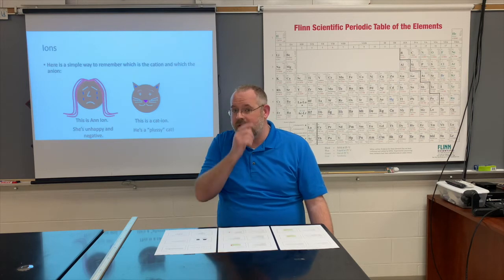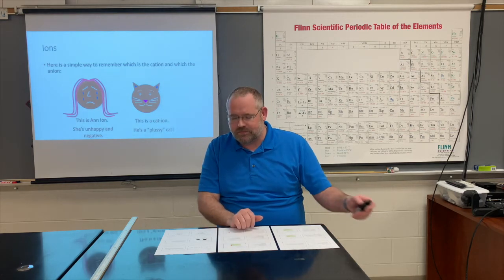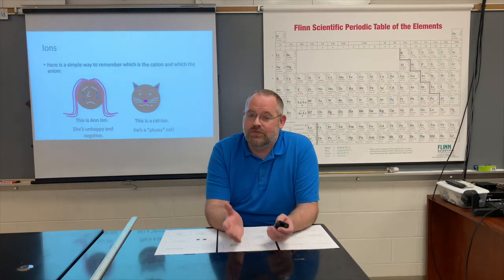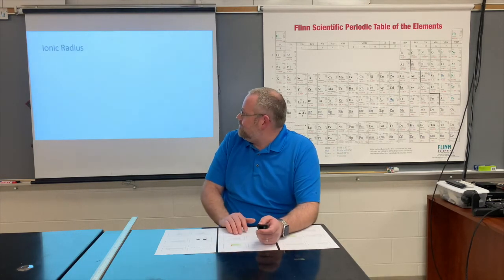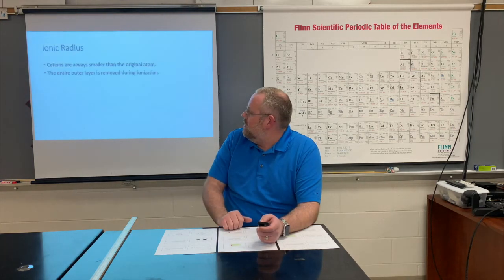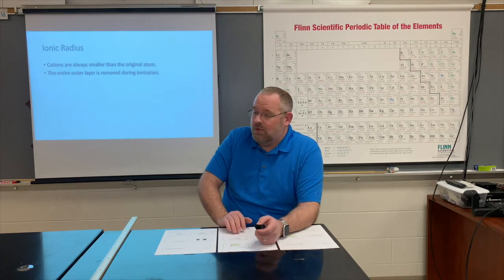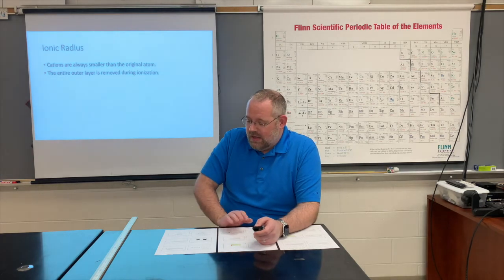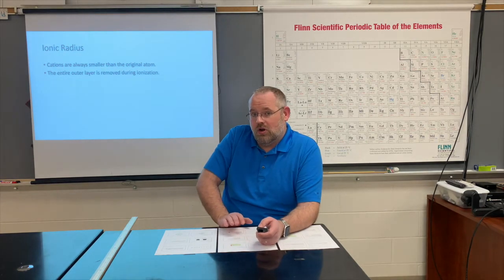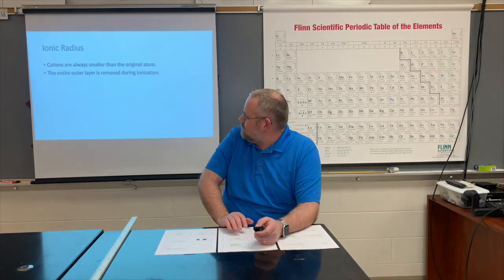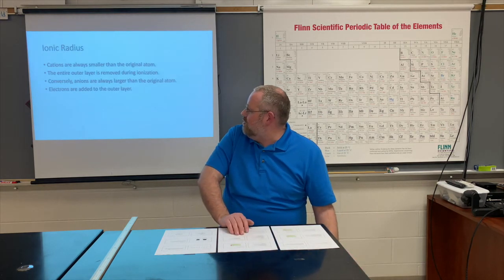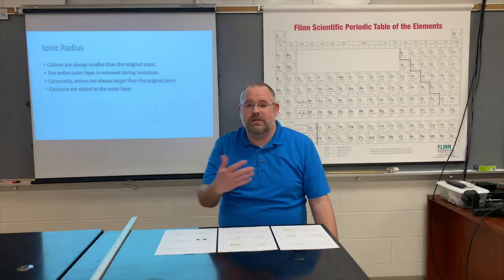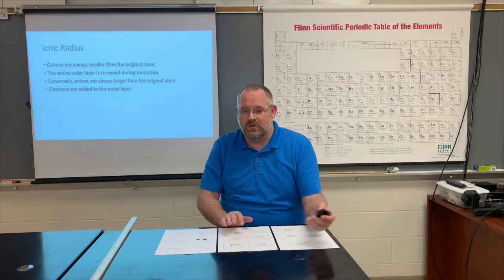Now, where they exist on the periodic table has to do with those valence shells. So first, let's look at a cation. Well, let me talk about ionic radius. Cations are always smaller than the original. Anions are always larger than the original. The cations, the outer layer is removed. The anions, extra electrons are added. So let me show you how this works.